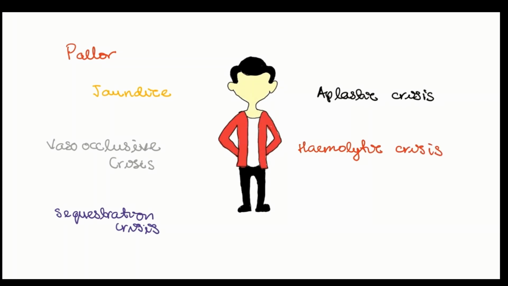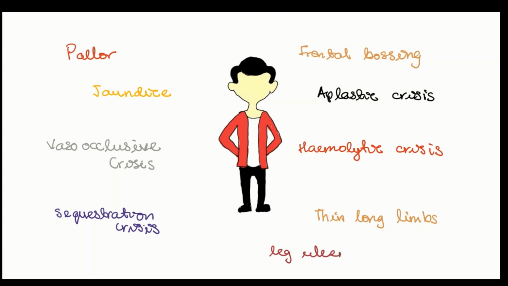Other features that patients with sickle cell disease might have include frontal bossing, thin, long limbs, and this is because the medullary centers are overreacting and they're trying to churn out red cells at a faster rate. They could also have leg ulcers due to stasis and ischemia, and usually they present with poor growth and development.